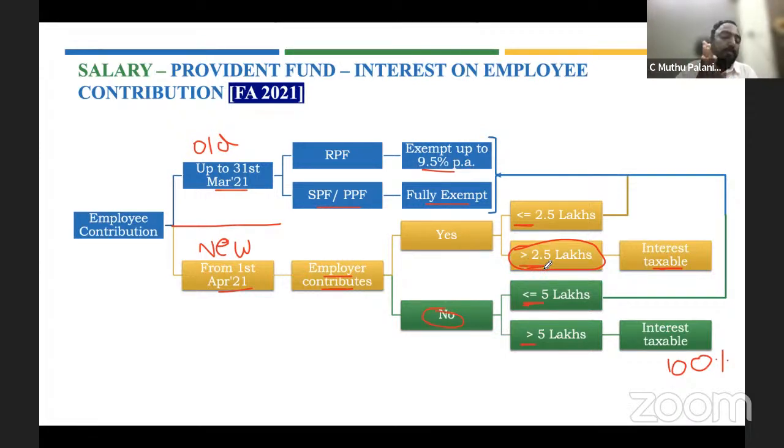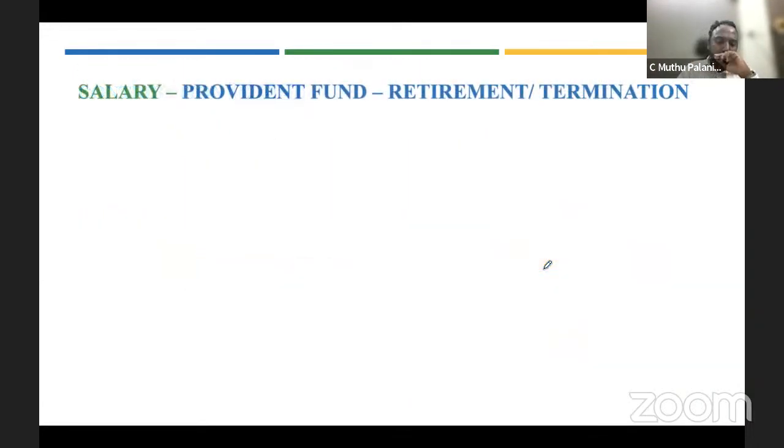So this is what PF is about. So we have understood about PF contribution, employer contribution, employee contribution. We also understood about the interest. Interest from employer contribution, interest from employee contribution, 4 funds: RPF, SPF, PPF, URPF. Now, with respect to provident fund, we discussed the interest and other things. During employment, what happens to the contribution, what happens to the interest, all that we discussed.